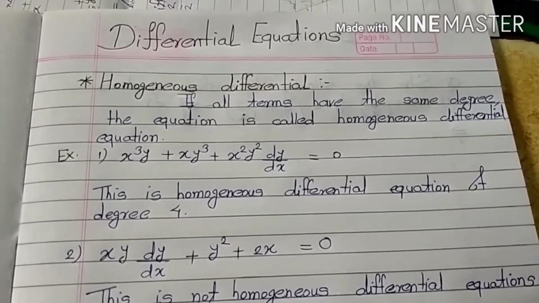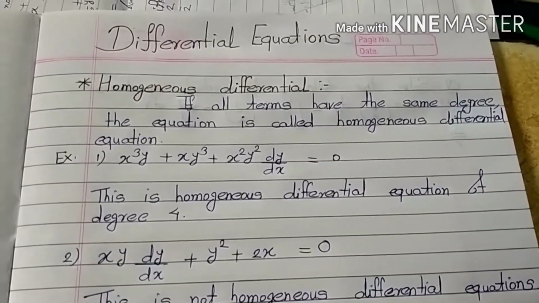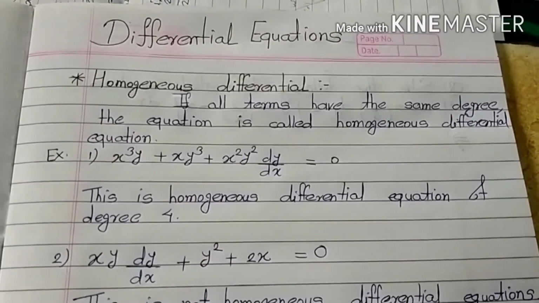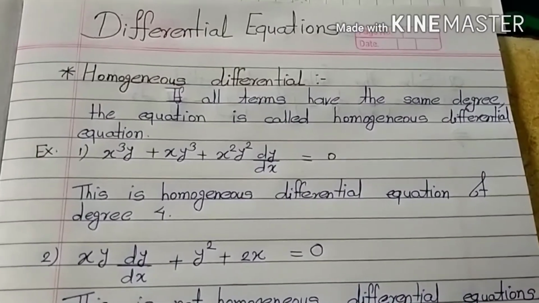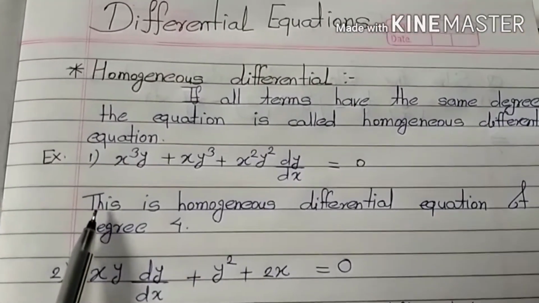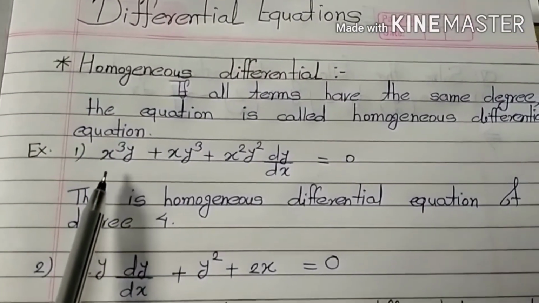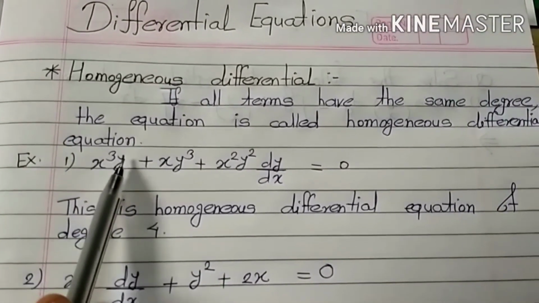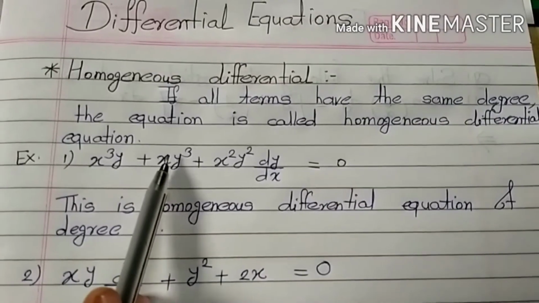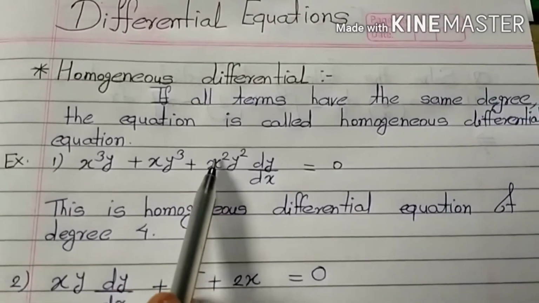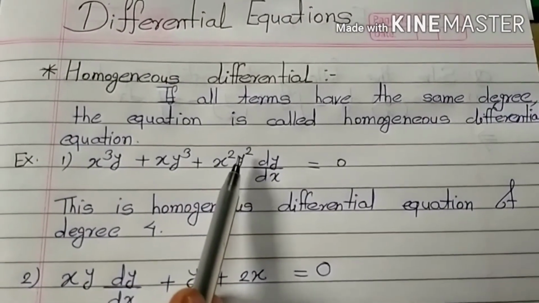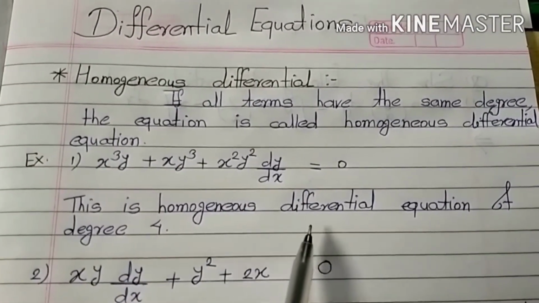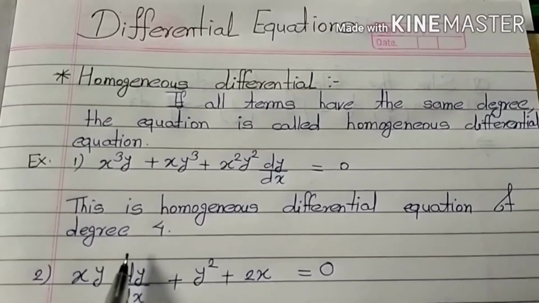So what is a homogeneous differential equation? If all terms have the same degree, then that equation is called a homogeneous differential equation. So there is one example. You can observe that this term has degree 4: 3 plus 1 is 4. This term, 1 plus 3, is 4. And this, 2 plus 2, is equal to 4. This means it is a homogeneous differential equation of degree 4.